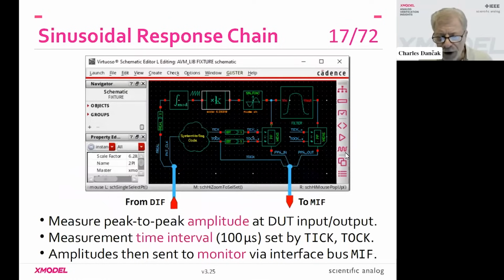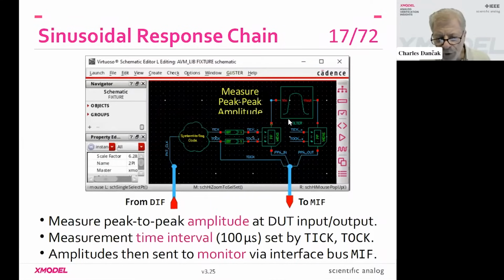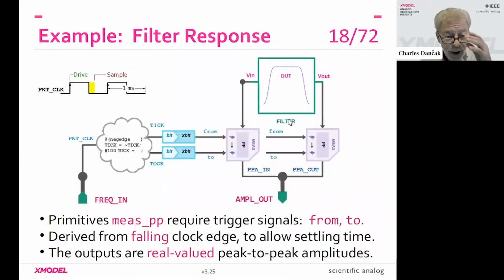Let's turn our focus to the response chain that measures what's going into and out of the DUT. So we have 2 primitives, both called measure peak to peak. To measure a peak to peak amplitude, you need to do it over at least 1 cycle time interval. So we have 2 trigger signals, which we call tick and tock. They're generated by ordinary procedural Verilog, SystemVerilog code from the packet clock.